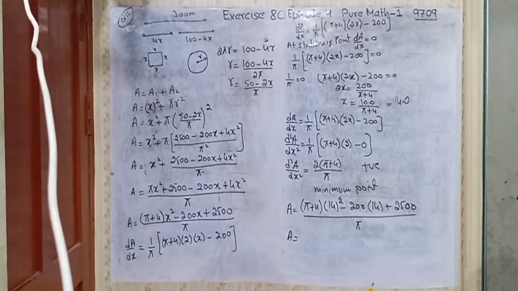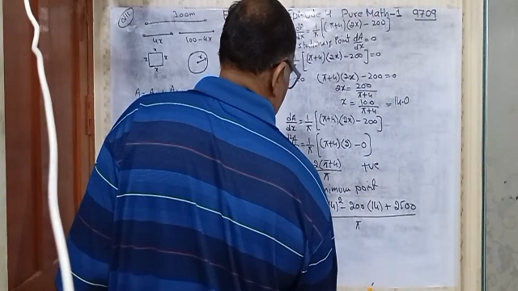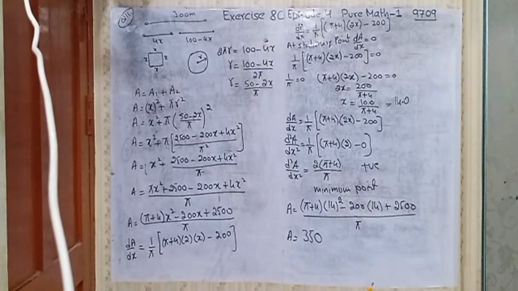So it is 14 square multiply bracket start pi plus 4 bracket close. Then you have minus 200 times 14. Then you have plus 2500 equals to. I got the answer of the numerator and then divided by the pi and equals to, this is 350. So the minimum area will be 350 unit square. So they were using the unit, 350 is the right answer and this is the minimum area.